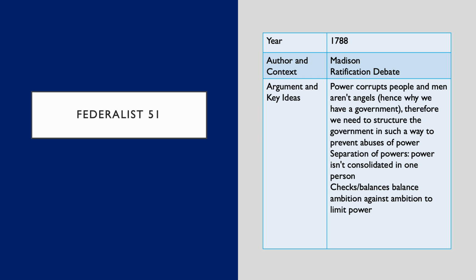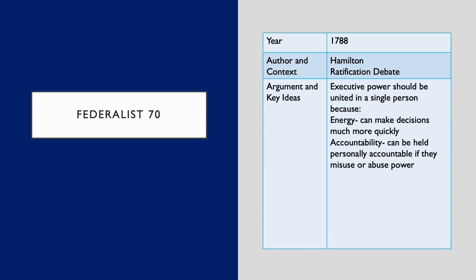The whole idea is that by separating powers and balancing them against each other, you can create a more stable system that prevents the consolidation of power and avoids the things that Brutus I is worried about. So if you know for Federalist 51, checks and balances, separation of powers, you should be fine, right? Yeah.